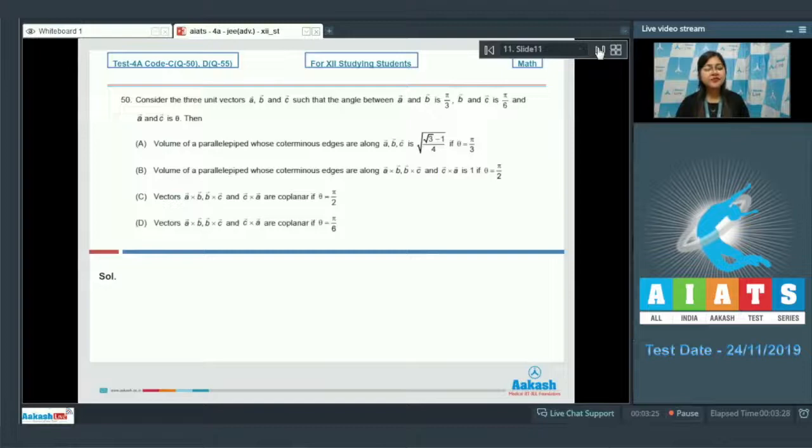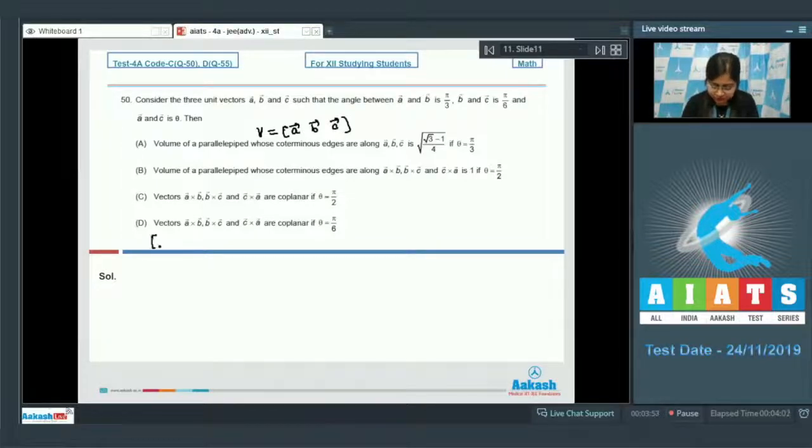Next is question number 50, which says that consider the three unit vectors A vector, B vector and C vector such that the angle between A and B vector is pi by 3, between B and C is pi by 6 and between A and C is theta. So we have to answer the following options. Option number A says volume of parallelopiped whose coterminous edges are along A, B, C, right?